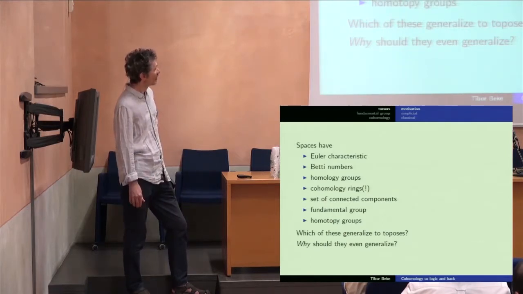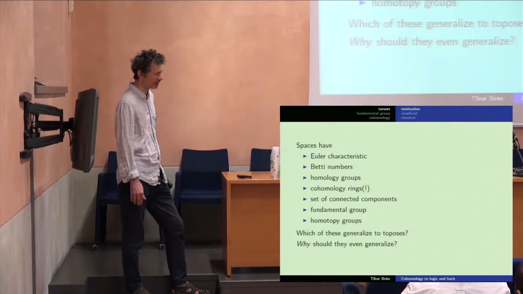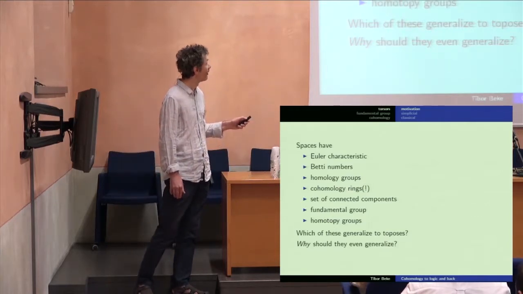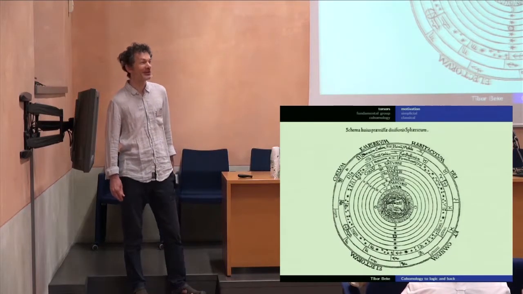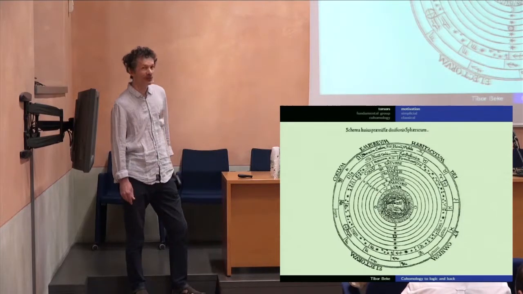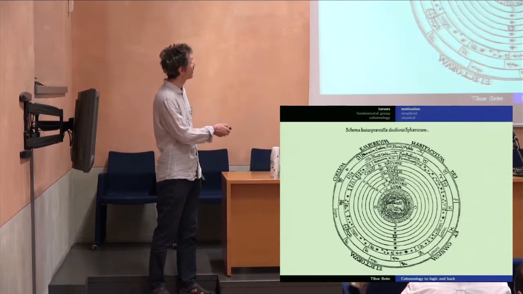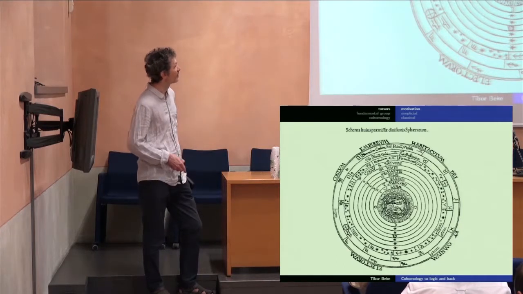Which of these generalize to toposes, and why should they even generalize? Why is it that you are interested in generalizing? And let me show you something that I found that I think is appropriate maybe at this stage, because we are in the Basilica. So this is a medieval view of the cosmos, right? These are the celestial spheres labeled by the planets. And then this is the center. The center is paradise, of course. And this is my slightly updated version.